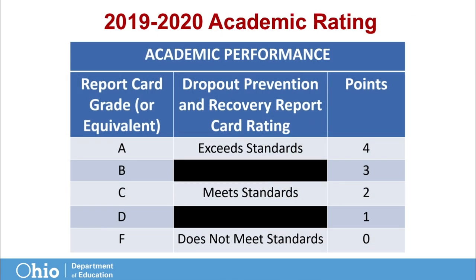Therefore, the overall 2019-2020 academic performance component rating ranges from A through F for community schools that receive an Ohio School Report Card, and either exceeds standards, meets standards, or does not meet standards for community schools that receive a Dropout Prevention and Recovery Report Card.